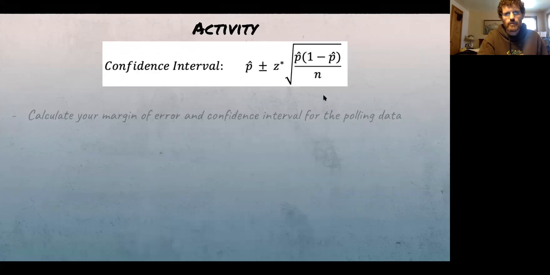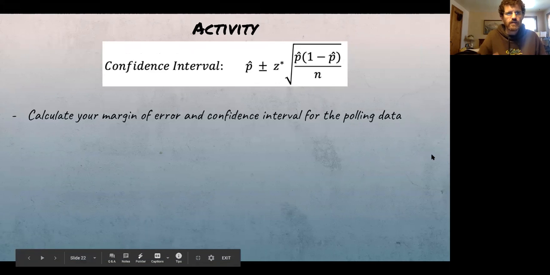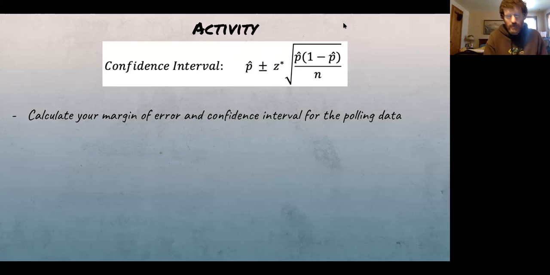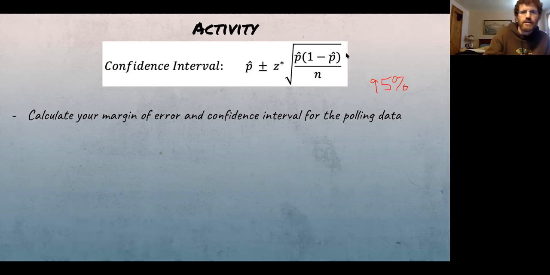So now what I want you to do is calculate your margin of error and confidence interval for the polling data I gave you at the beginning of class. And of course, before you can do that, I didn't give you what confidence level we're working with, which you'll need to know. That is going to be a 95% confidence level. And if you need to see the critical values there, I'll go back real quick so you can find the critical value you need.